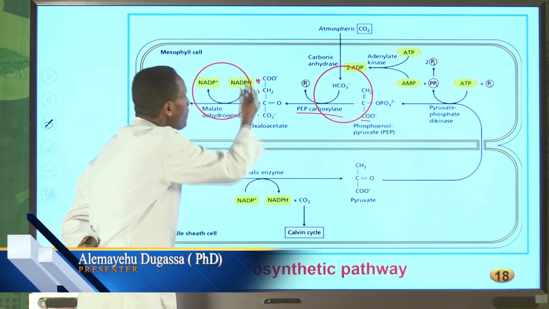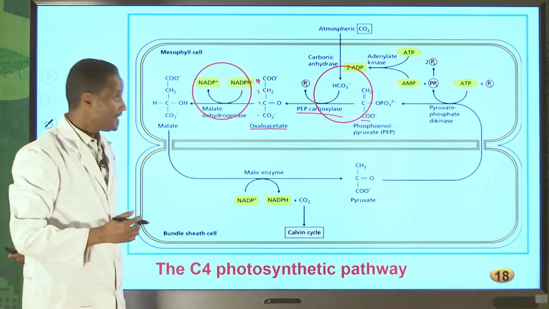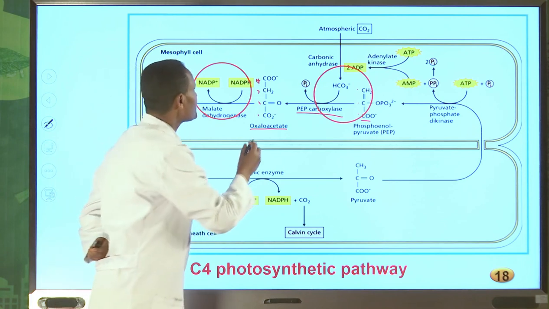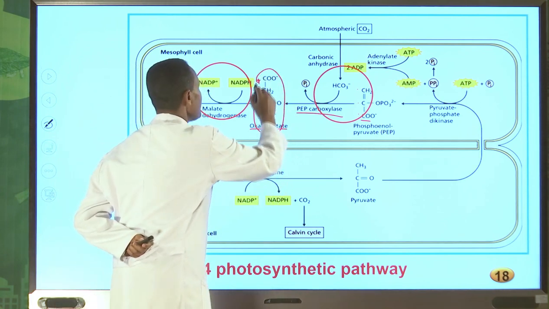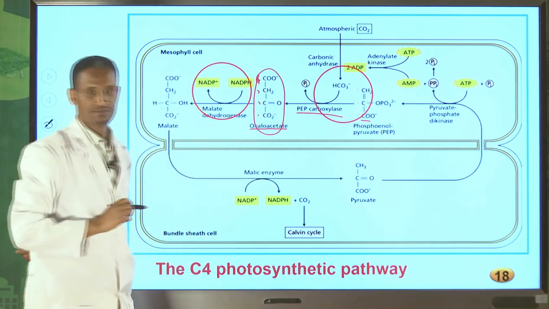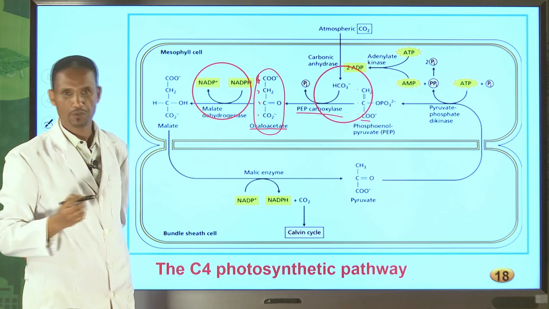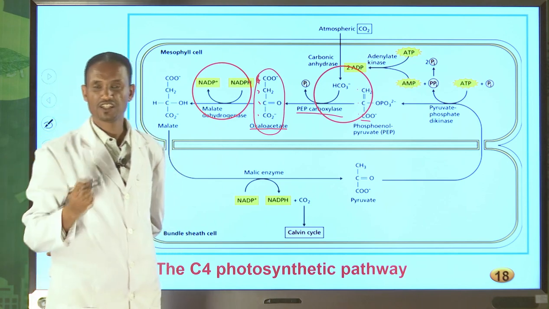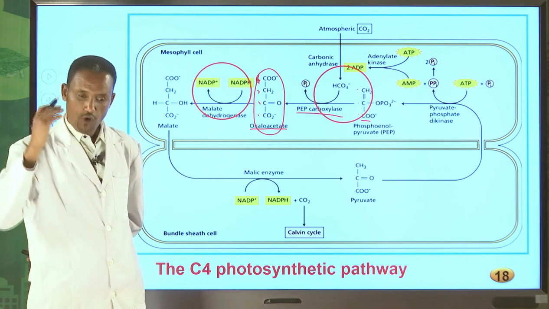By fixation of this carbon dioxide, the phosphoenol pyruvate, with the help of the enzyme phosphoenol pyruvate carboxylase, changes to a carbon-4 compound, which is oxaloacetate. From this process, we can understand that the first compound produced has 4 carbon atoms. That is why this plant is called a carbon-4 plant. In carbon-4 plants, the first compound produced in photosynthesis has 4 carbon atoms.